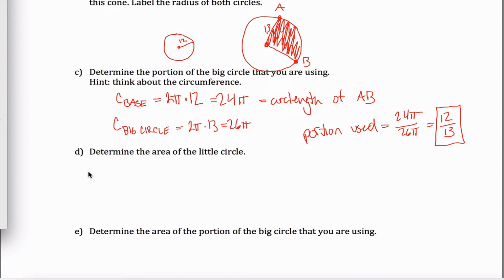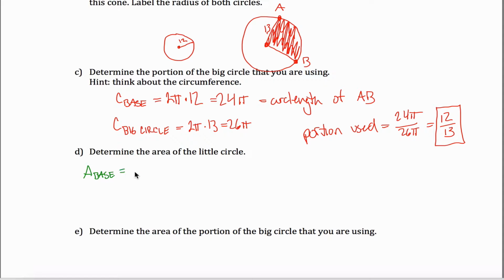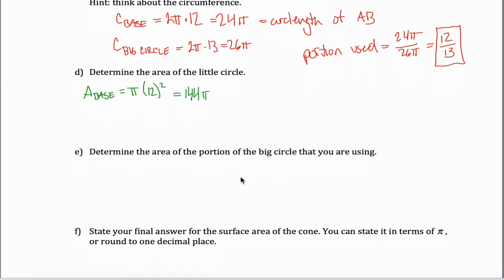All right, determine the area of the little circle. The area of the little circle is the area of the base, and the area of any circle is pi r squared. R in this case is equal to 12, so I get 144 pi. Determine the area of the portion of the big circle that you're using. Okay, so the portion of the big circle is 12/13. I don't want the entire circle. I only want 12/13 of it. Of the big circle's area, which would be pi times r squared, r being 13 in this case.